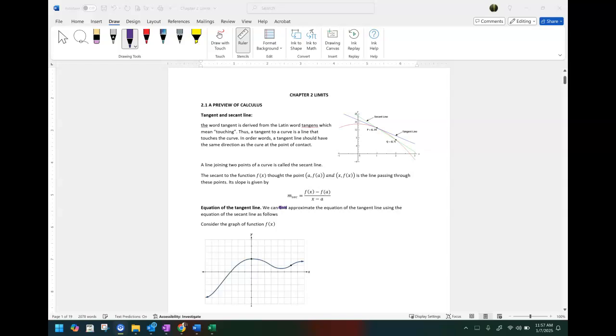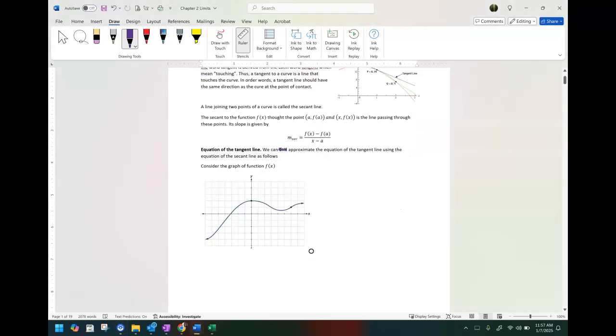The word tangent is derived from the Latin word tangens, which means touching. So a tangent to a curve is a line that touches the curve. A line joining 2 points of a curve is called a secant line. The secant to the function f of x through the points (a, f of a) and (x, f of x) is the line passing through these points. Its slope is given by m equals f of x minus f of a over x minus a.